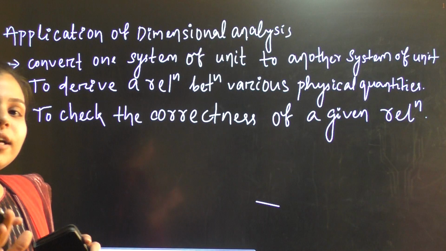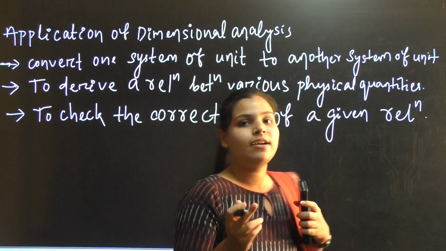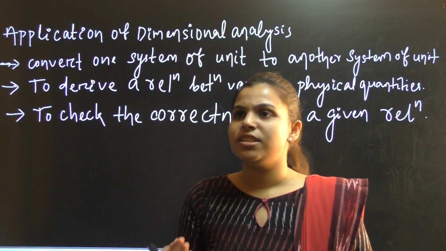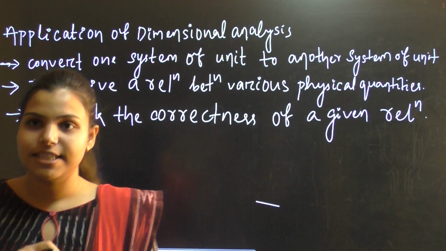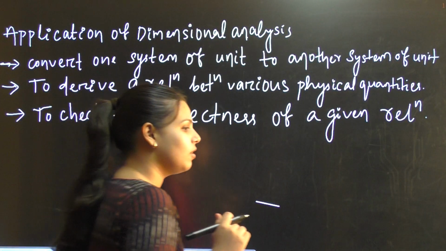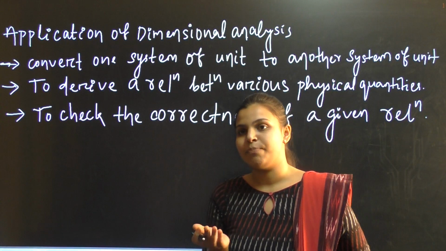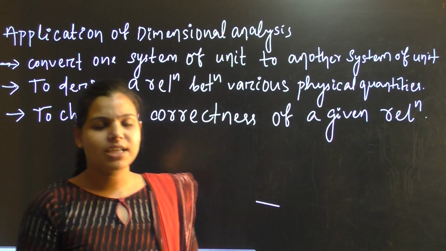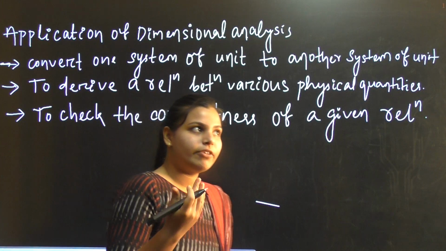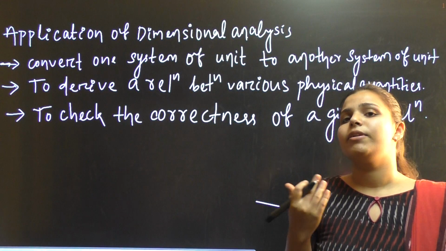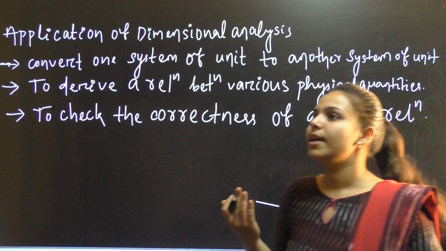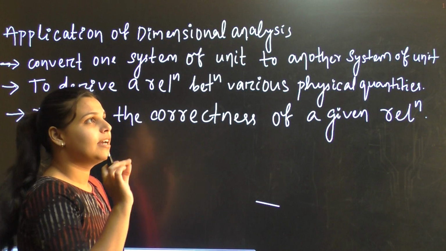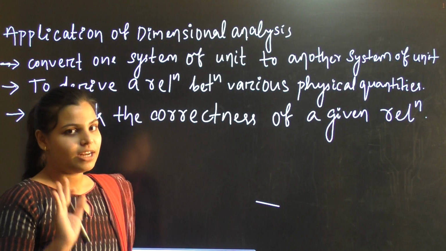One is that I told you that dimensions are always the same for a physical quantity. The change is in the system of unit, whether CGS, MKS, or SI. But the dimension should be the same for mass, for length, for time, whether it is an SI unit, an MKS unit, or a CGS unit. So we'll discuss the three applications of dimensional analysis.